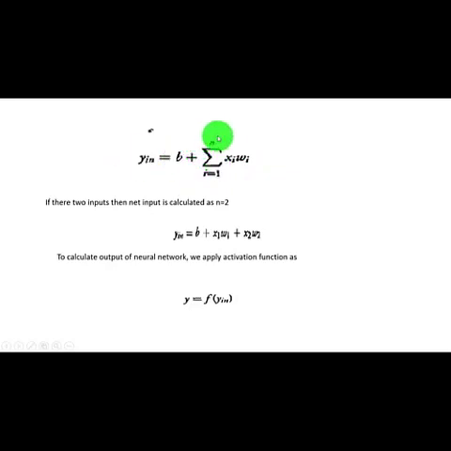Suppose the value of n is 2, that means we have only 2 input nodes. In that case, the formula will become y_in equals b plus, the summation starts from 1 and we write the equation till 2, x1 w1 plus x2 w2. In the same way, suppose we have 3 inputs, then we can write plus x3 w3. This is the formula to calculate the net input.